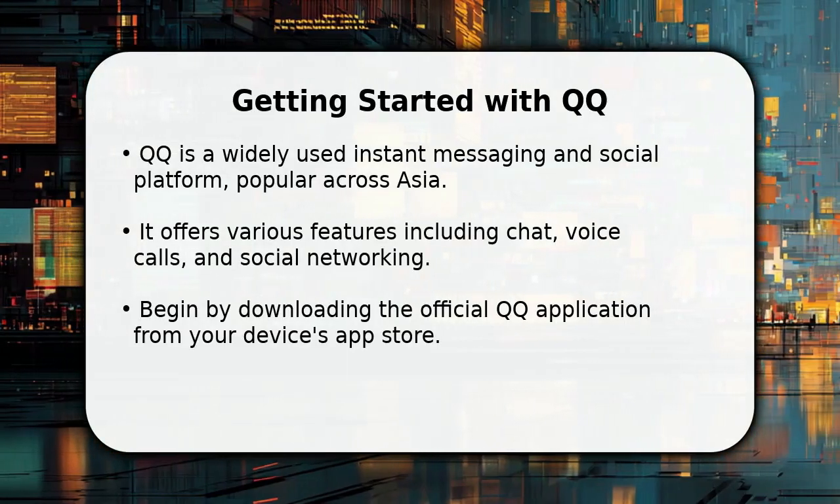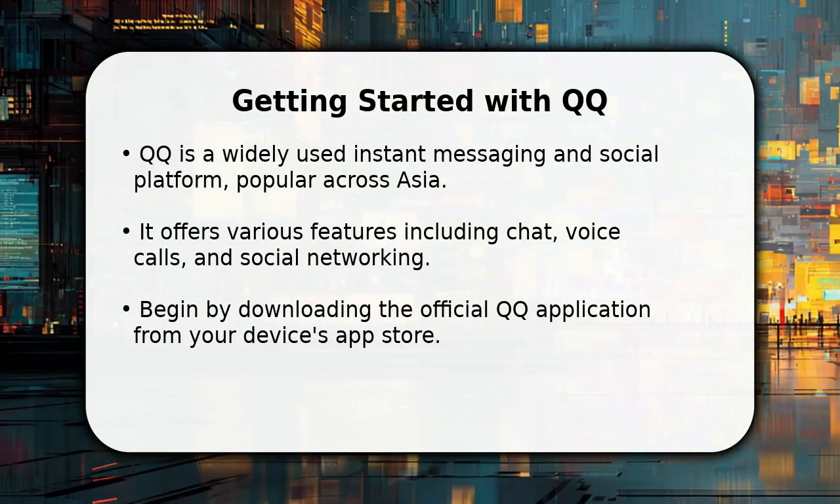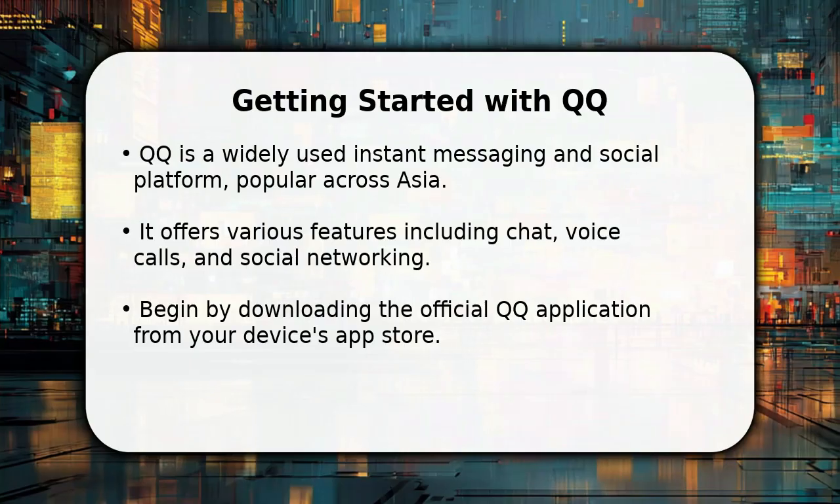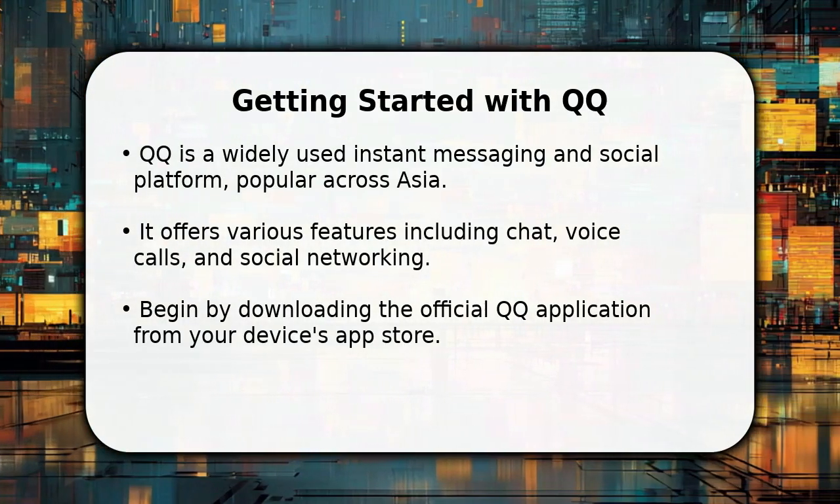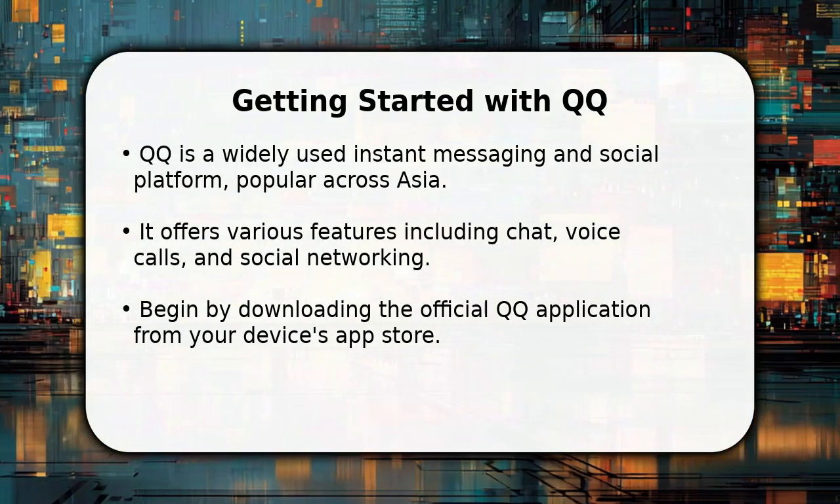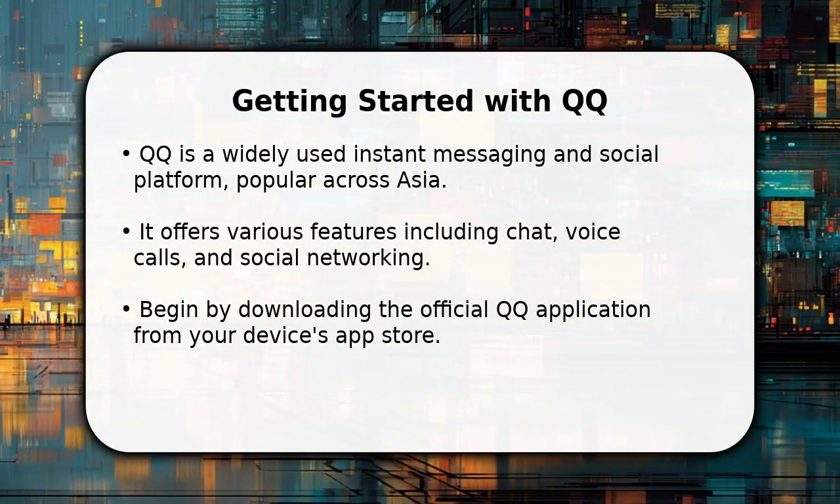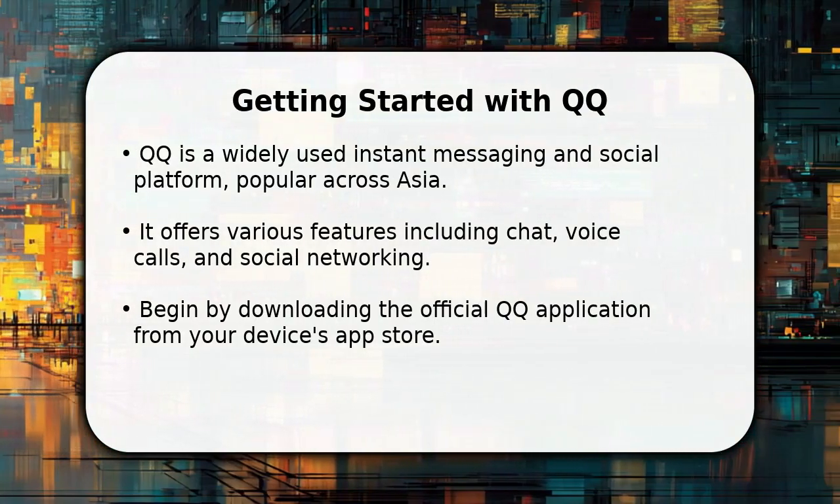In this video, I will show how to sign up for QQ. First, locate and download the official QQ application from your mobile device's App Store. Search for QQ and ensure you select the app published by Tencent. Once downloaded, open the application to begin the registration process. This foundational step is crucial for accessing QQ's diverse features, which include instant messaging and a wide social network.